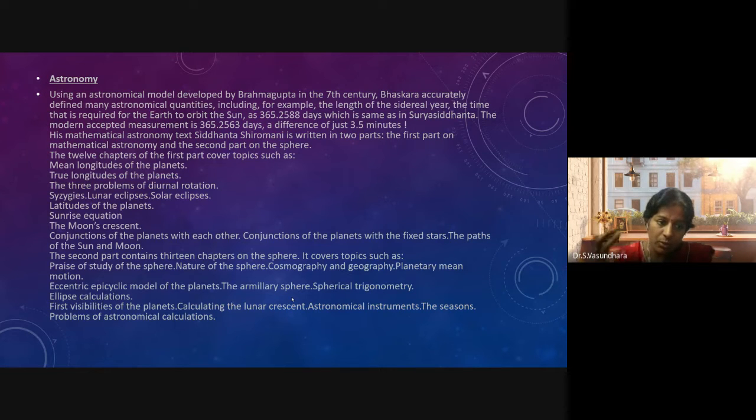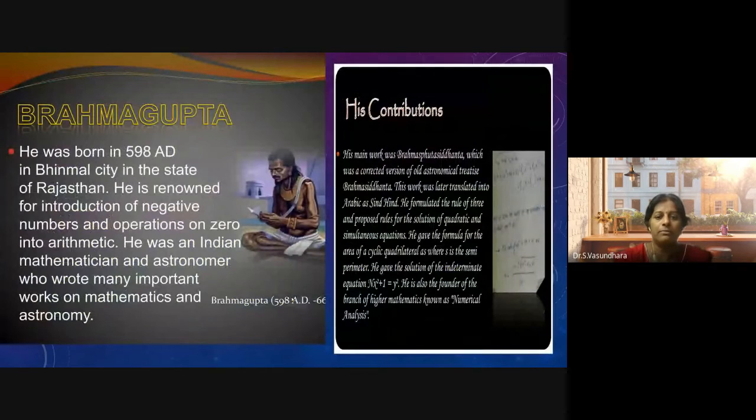It covers topics such as praise of the study of the sphere, nature of the sphere, cosmography and geography, planetary mean motion, eccentric epicycle model of the planets, the armillary sphere, spherical trigonometry, and eclipse calculations. These are all the contributions of the great mathematician Bhaskara.